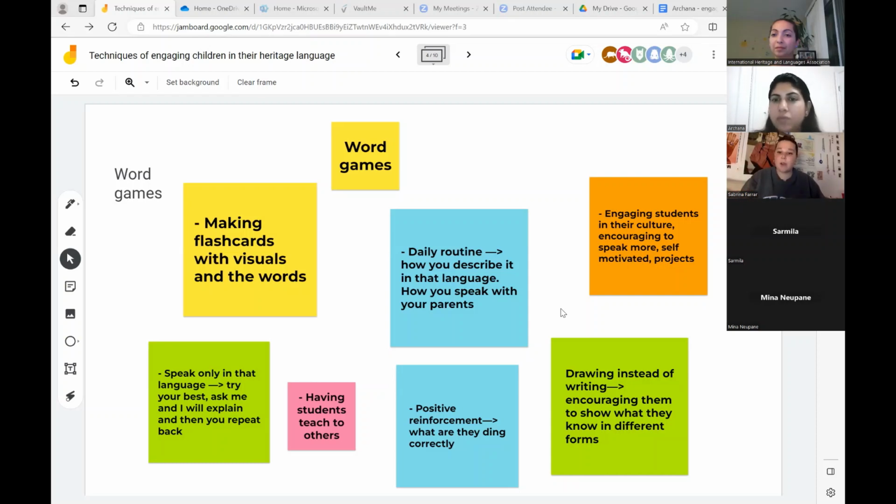So if they don't know how to say a word or a phrase, like, can I go to the bathroom? Say that to me in English, and then I'll tell you it in the language, and then you're going to tell me that back in my language. So it's kind of like the bridge between English and the language, and you can show them how to do it, right?